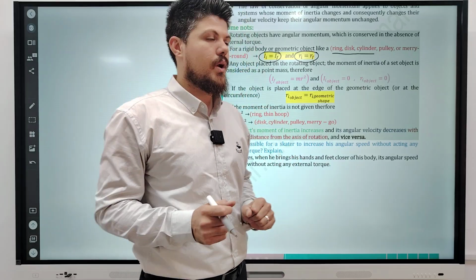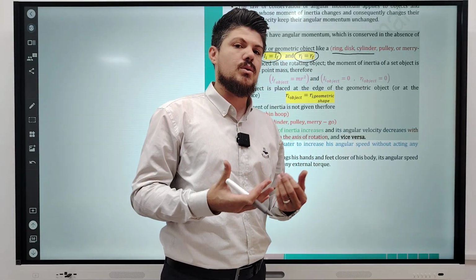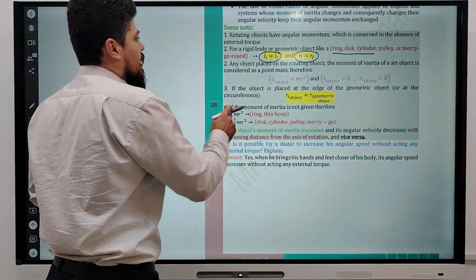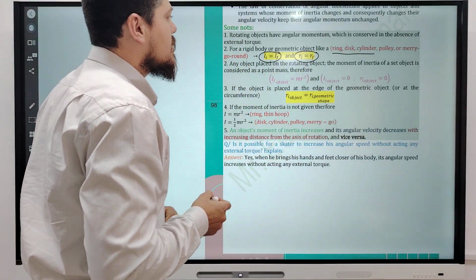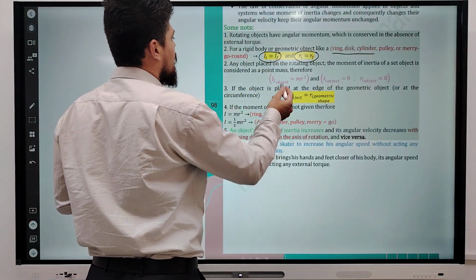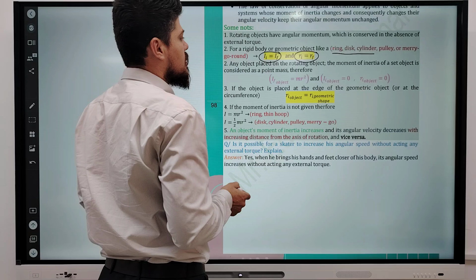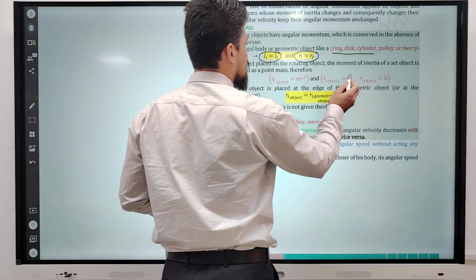But the object on the merry-go-round changes, such as a student or a piece of putty or something like that. For any object placed on the rotating object, the moment of inertia of said object is considered as a point mass. Therefore, the final moment of inertia of the object is equal to mr squared. The initial moment of inertia of the object is equal to 0.